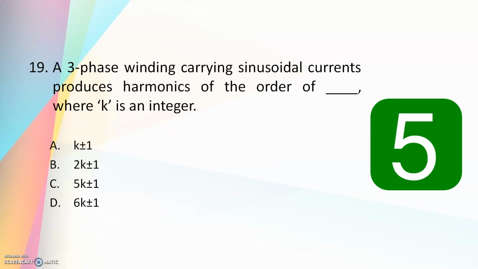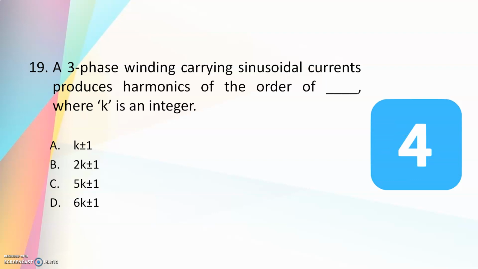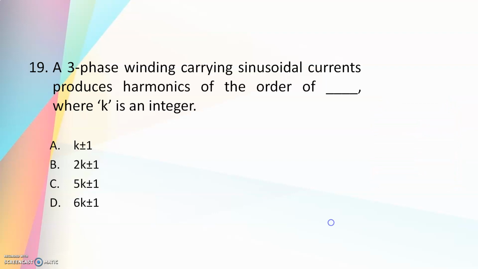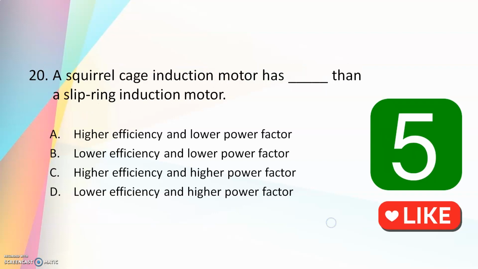Three-phase winding carrying sinusoidal currents produces harmonics of the order of dash, where k is an integer: k plus or minus 1, 2k plus or minus 1, 5k plus or minus 1, 6k plus or minus 1. And here you go. And the answer is 6k plus or minus 1. So in an induction motor, the harmonics produced are of the order of 6k plus or minus 1, where k is an integer.